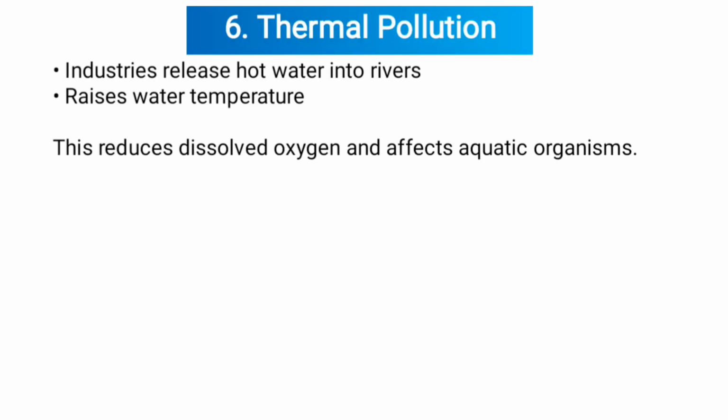Sixth one, thermal pollution. Industries release hot water into rivers, which raises water temperature. This reduces dissolved oxygen and affects aquatic organisms.